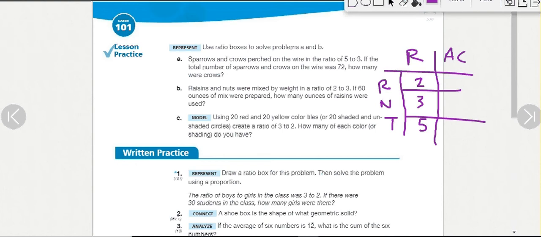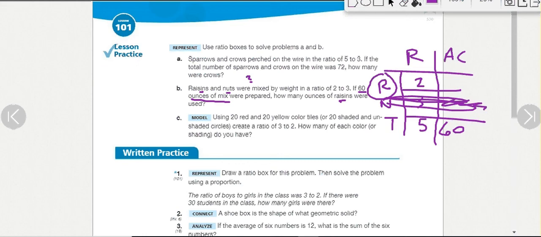What do they need to know? 60 ounces of mix. Which does that match up with then? Raisins, nuts, or total? Sounds like total. It's mixed. They didn't tell us one or the other. 60 ounces is actual count total. What are they looking for? Raisins or nuts? Raisins is where we're focusing. This is the one we need to know. Cover up the one you don't. That's unneeded information right now. It's not going to help us get to the answer.